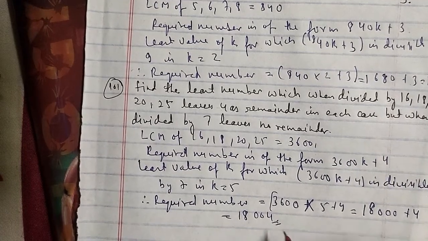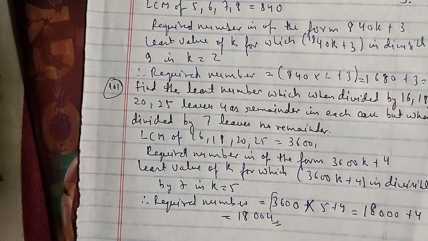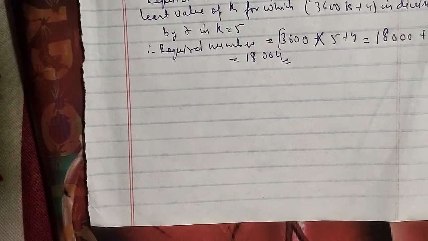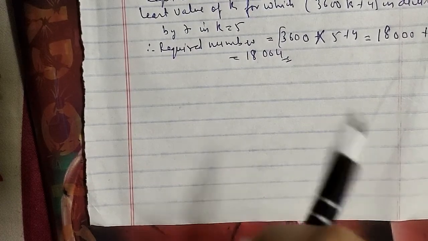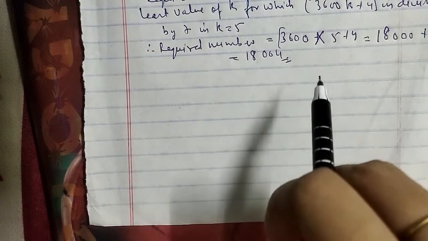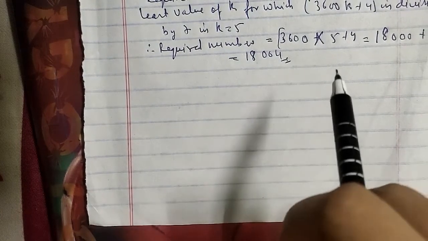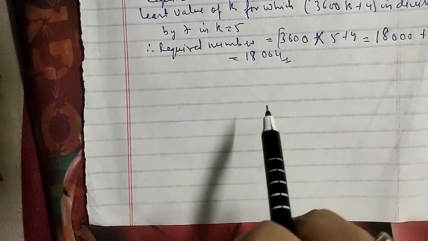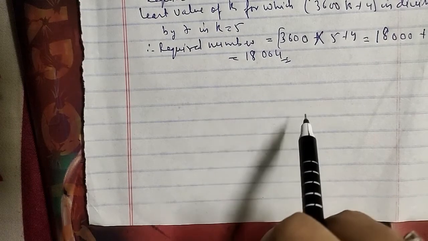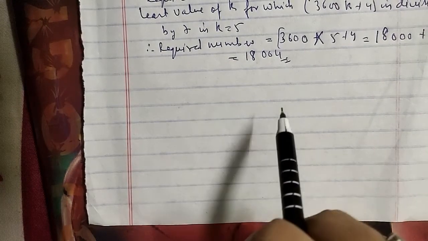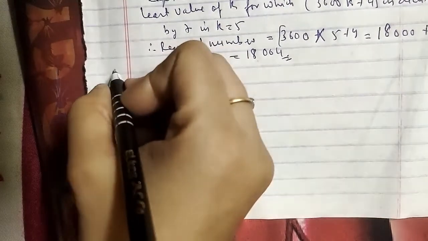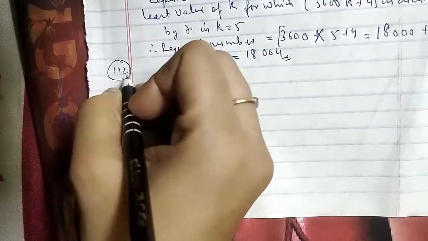Now we'll go ahead with another question, the 102nd question of the session. The question is: 6 bells commence tolling together and toll at the intervals of 2, 4, 6, 8, 10 and 12 seconds respectively. In 30 minutes, how many times do they toll together? The options are 4, 10, 15 or 16.